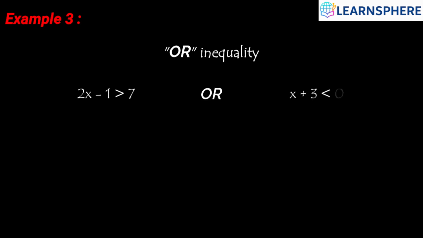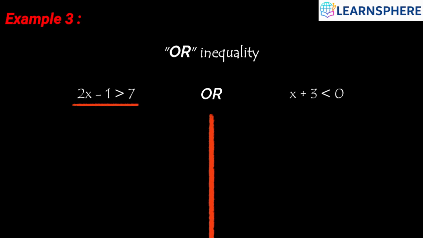Let's go on to the third example, where we have the "or" inequality. For this example, we have 2x - 1 > 7, or x + 3 < 0. As these inequalities are in linear form, we can solve them separately.